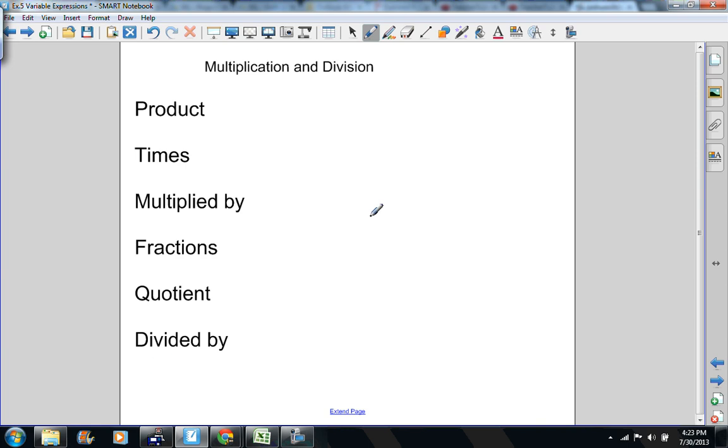Multiplication and division, this one is one thing here. These are multiplication. These are division. Okay? So the product of 3 and x would be 3 times x. The quotient of 3 and x would be 3 divided by x. So those are multiplication and division keywords. Okay, so now we're through the notes.